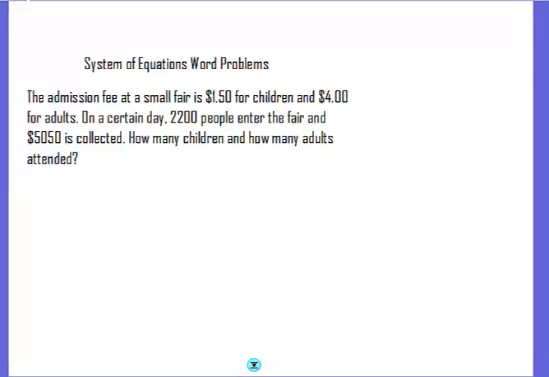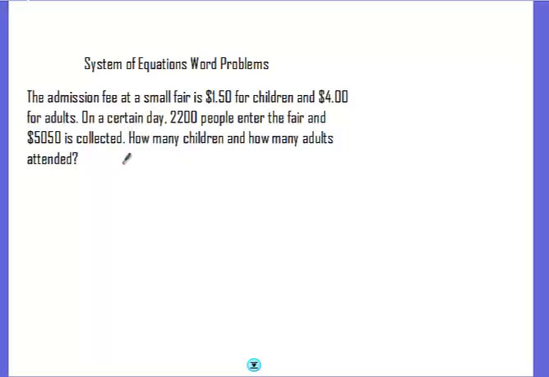We'll solve it. So, first word problem, we're talking about an admission fee at a small fair is $1.50 for children, $4 for adults. On a certain day, 220 people enter the fair, $5,050 is collected. How many children, how many adults attended?